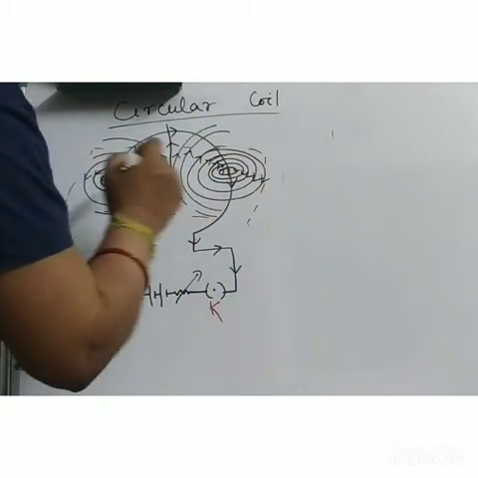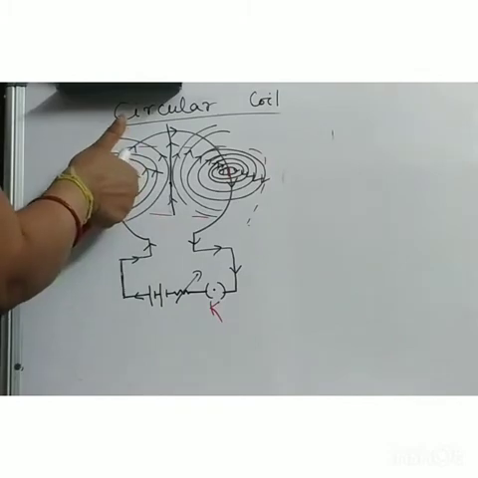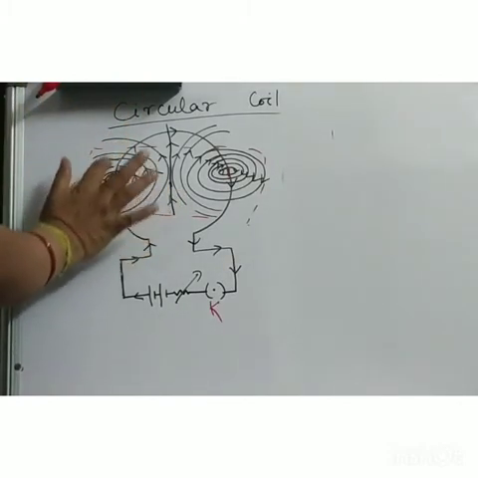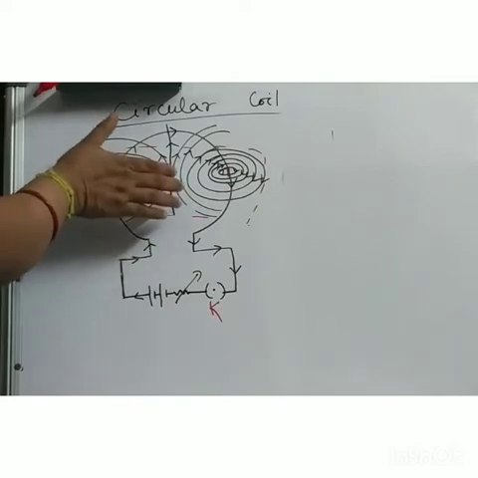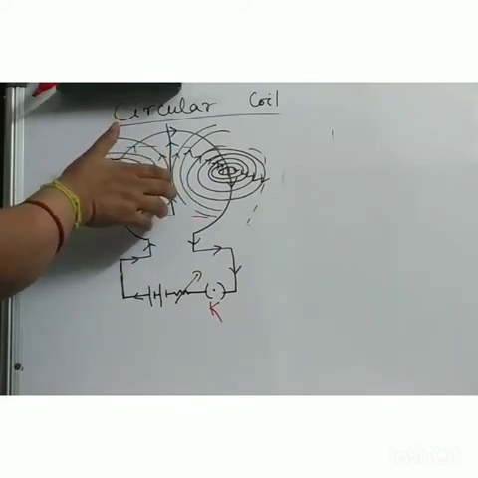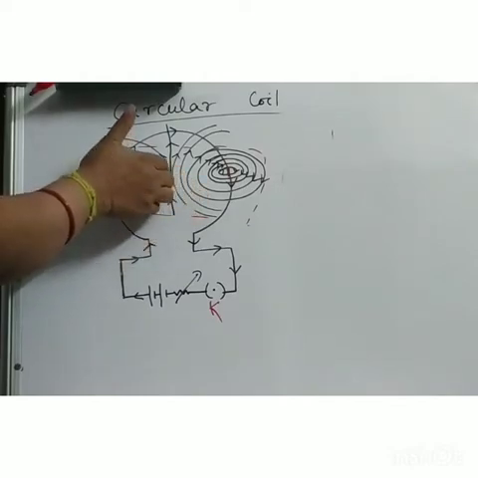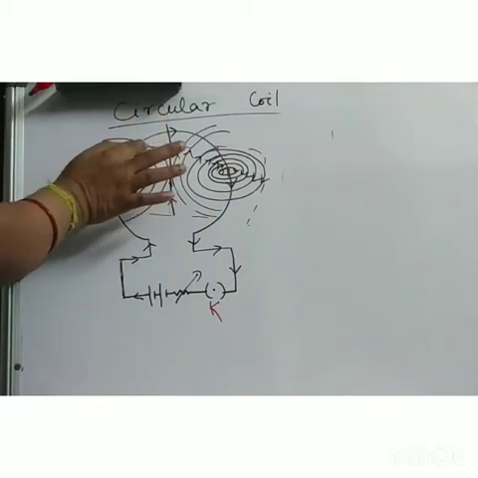So here, see the current direction. It is like that. In this case, the current is going like this. Now use your right hand thumb rule. Current direction is your thumb. Now what is your magnetic field? The magnetic field is like this. This is the current direction.